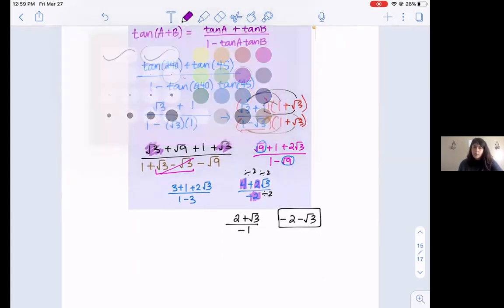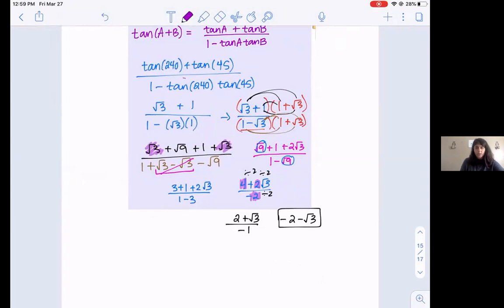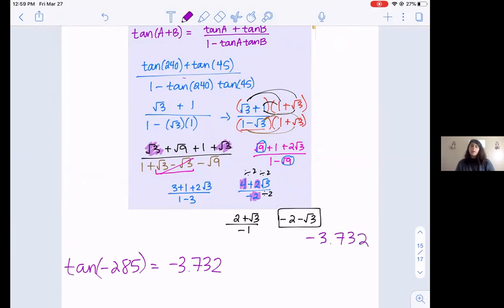But just like those other ones, we can type it in our calculator and make sure that it works. So we have tangent of angle 285 degrees in the calculator. Then when I do negative 2 minus radical 3, I get that exact same thing. So they match and it worked.